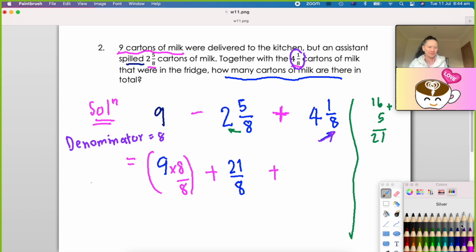We plus. 8 times 4 is 32, and then 32 plus 1 equals 33. So now we have 33 over 8. Are you with me?